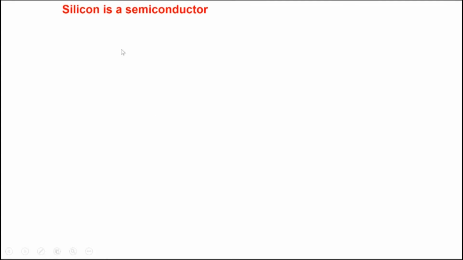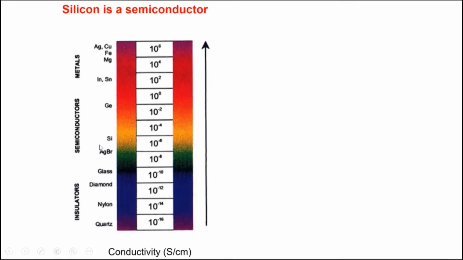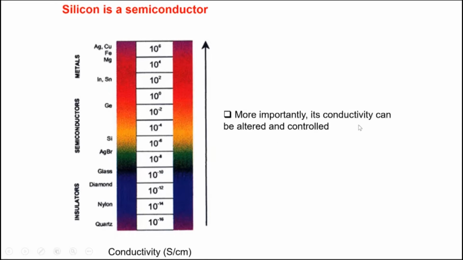So silicon, we said, is a semiconductor. And semiconductor means conductivity lies somewhere between metals and insulators. But more importantly, about a semiconductor is that its conductivity can be altered and controlled.